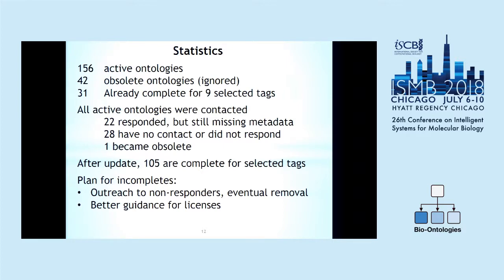And just in the past week since I made these slides, 6 more have completed, so we have 111 of the 156 that are complete for those 9 initial selected tags. And the plan to help get everyone up to speed is more outreach to the people who aren't responding with their ontologies. We've sent several emails. Maybe we'll call people, maybe we'll Skype people, visit their office. Talk to their colleagues, publicly shame them. But if an ontology is completely abandoned, it will be considered for removal from the OBO registry.